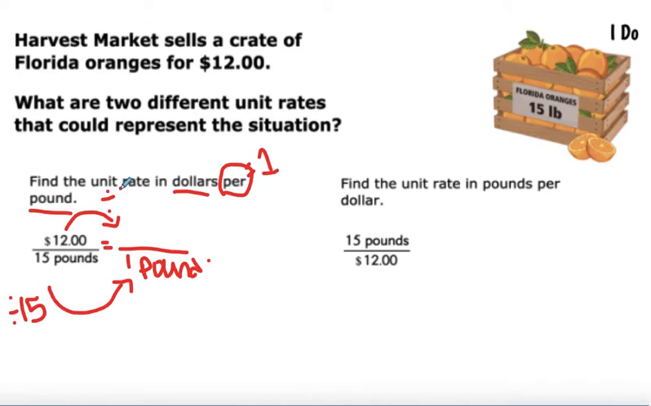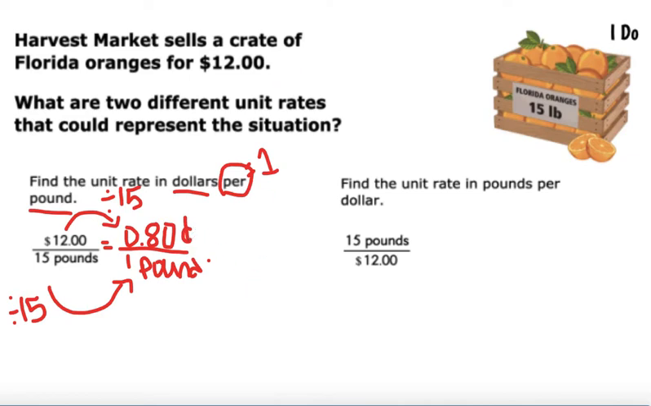And if you grab your calculators and do 12 divided by 15, right, because it's the numerator divided by the denominator, you should get 0.8, or in terms of money, that would be 80 cents. So that means it costs 80 cents per pound.